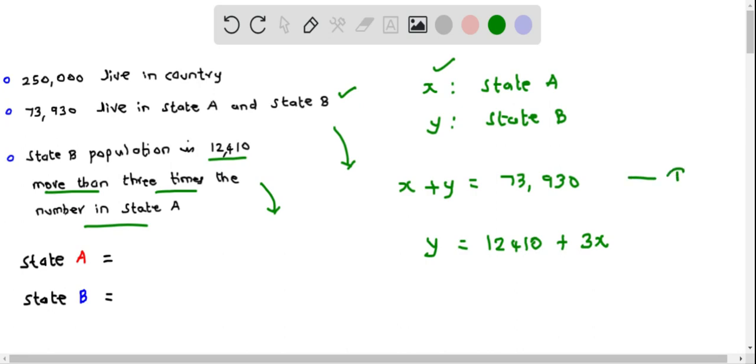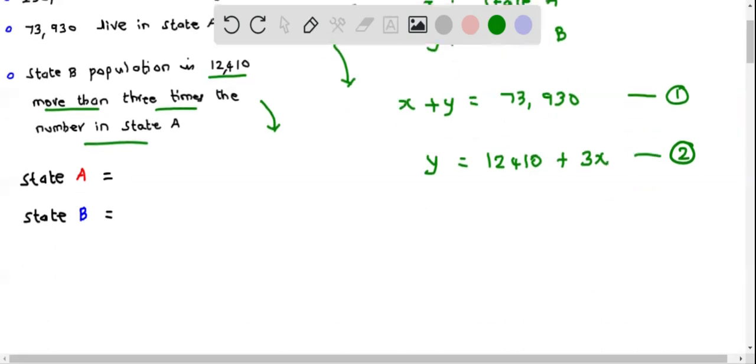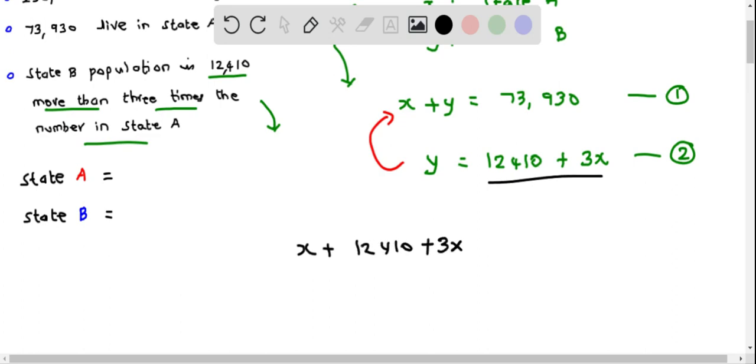So we have converted both pieces of information into mathematical equations. We have two equations in two variables, that is x and y. We can solve this either by elimination or by substitution. I'm going to solve this by the substitution method. So I'm going to substitute the expression for y into the first equation. When I do that, I get x plus, in place of y, 12,410 plus 3x, and this equals 73,930.